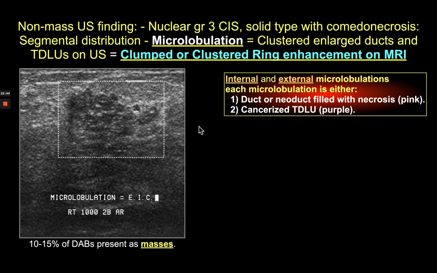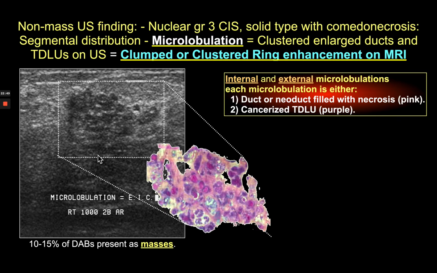All right, when we look at what causes microlobulation on ultrasound, this is heavily microlobulated externally, and it's also heavily microlobulated internally. And we can see that some of the internal microlobulations are caused by pink structures that are very well circumscribed. These are neoducts filled with comedo DCIS, or they could even be enlarged acini filled with necrosis, whereas the less well-defined purple structures are cancerized lobules. So what we can see is a combination of neoducts or enlarged acini and cancerized TDLUs.